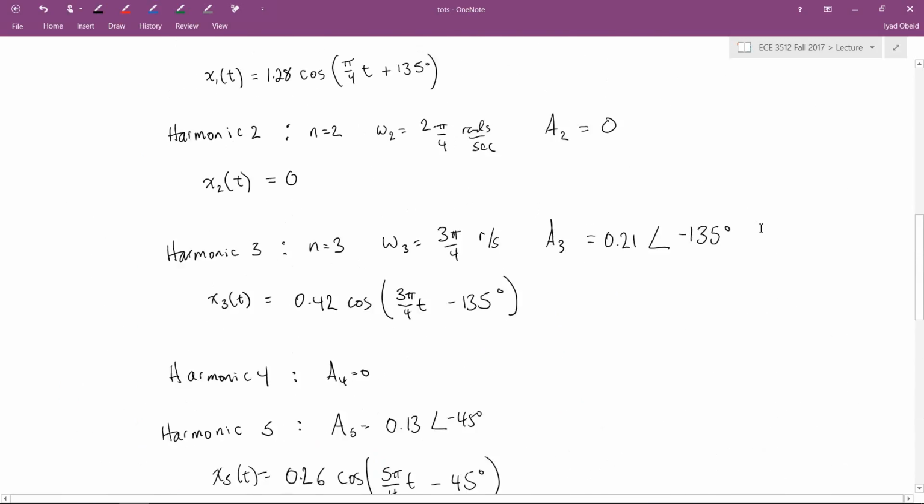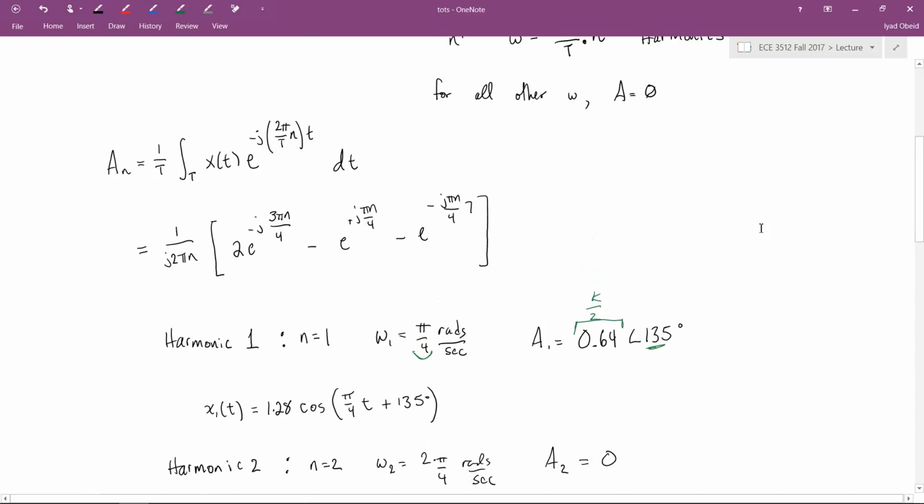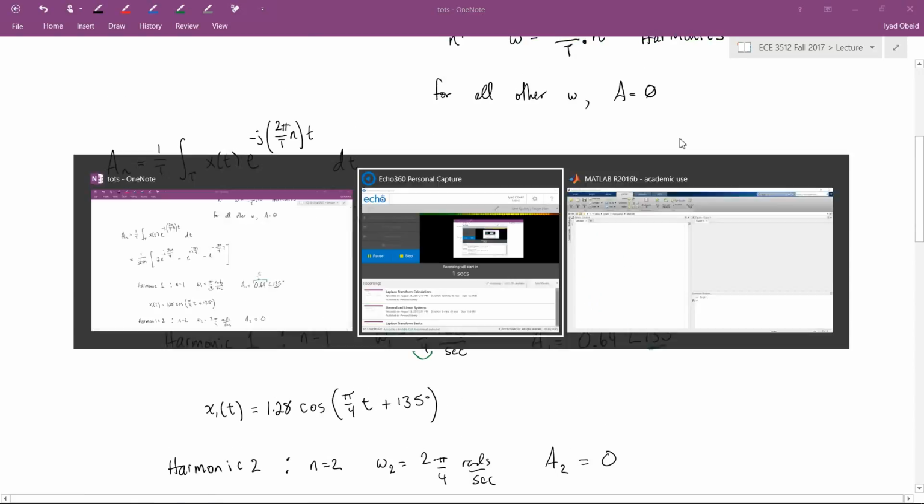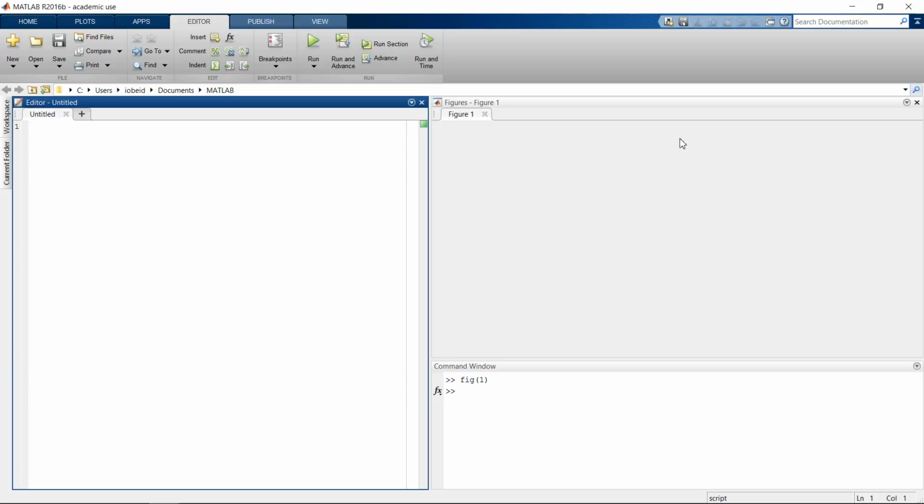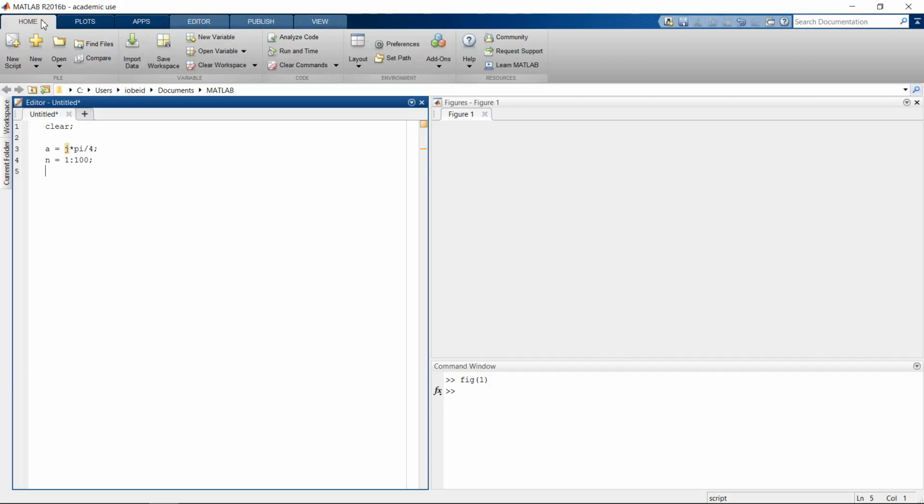Okay, so let's go ahead and grab that formula, and I'm just going to type it in again. So, let's go to MATLAB. So clear, and a equals j times pi over 4. Okay, so I'm going to make an n vector. I'm going to say I want the first 100 harmonics. So right now, when you write n this way, you get n equals 1, 2, 3, all the way up to 100.